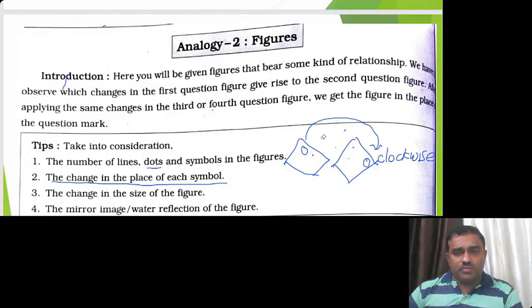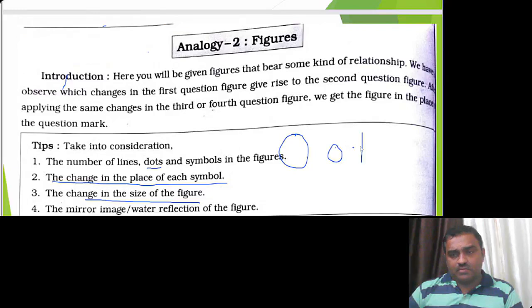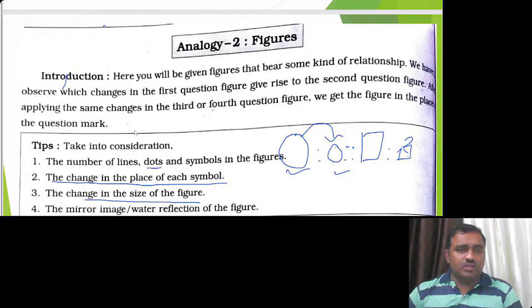Next is the change in the size of the figure. See, we'll give an example. The change in the size of the figure. Suppose the question is like this. So what will be the fourth figure? Yes, here the big circle becomes a small circle, a change in size. So here now a small square will be there. It's easy. So the size of the figure you should take into consideration sometimes.